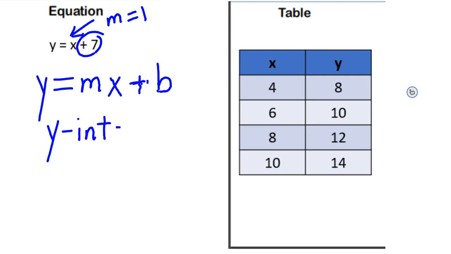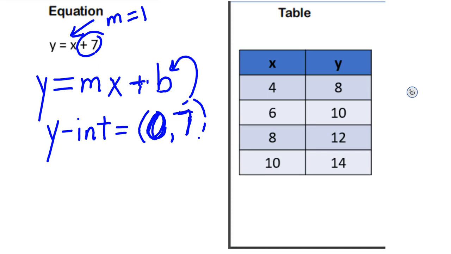What this means is, if we were graphing this, our graph is going to start at 0, 7. So our y-intercept is 7. That's our equation: y equals x plus 7, and our y-intercept here is 0, 7, because it's starting at 7. That's the number that we're adding. Our y-intercept is the number that we add.